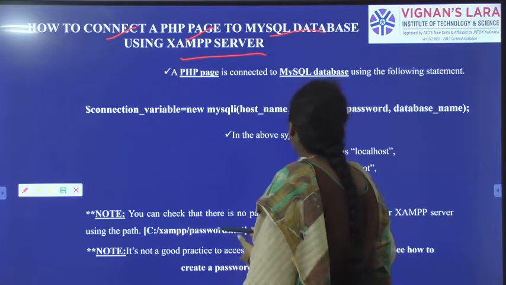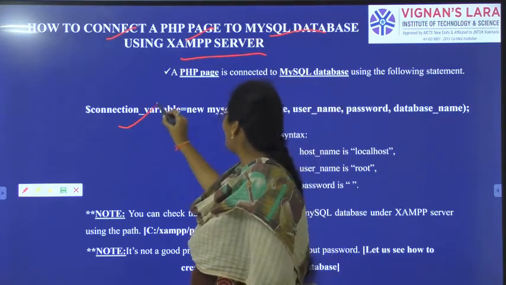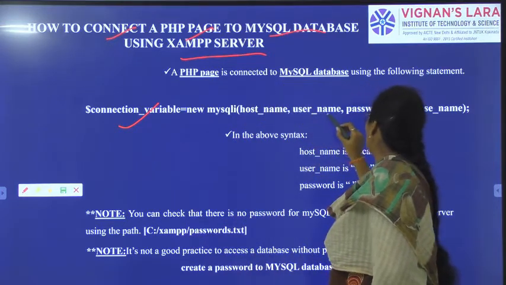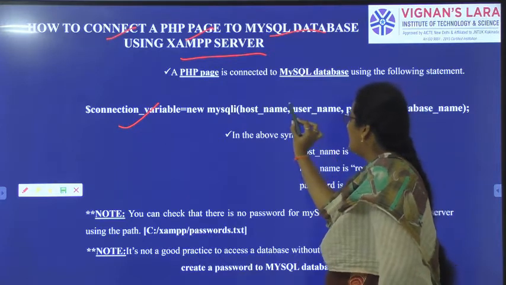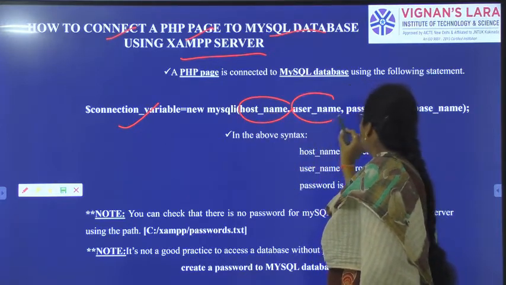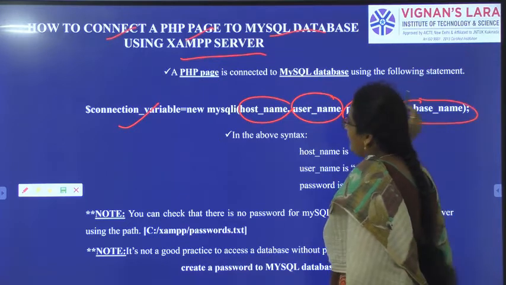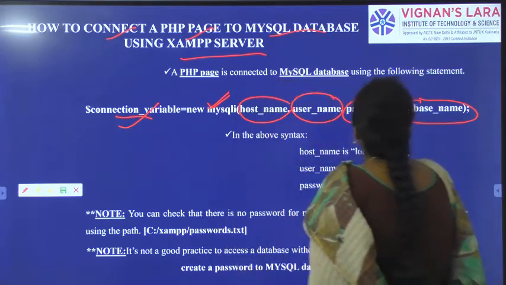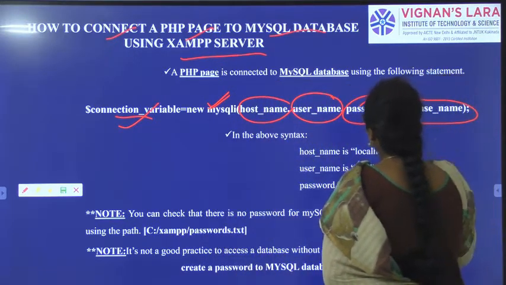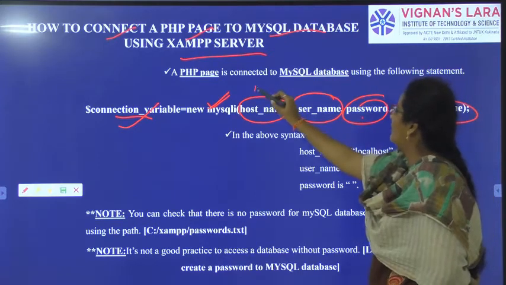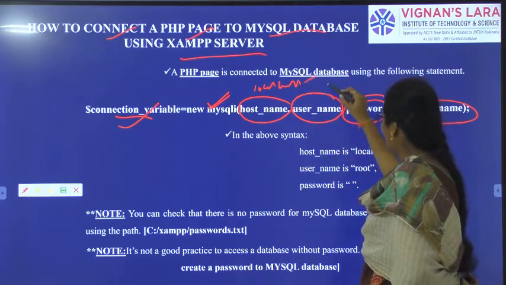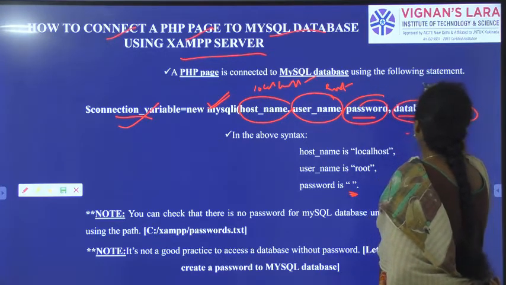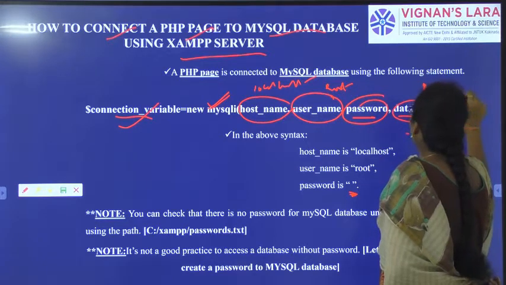For that you have the following statement: connection variable equal to new mysqli, host name, username, password, database name. You have to give host name, username, password and database name to the new mysqli using the connection variable. In this syntax, host name will always be localhost, username will always be root, and password is empty. Database name you should give, whether Vignan can be a database name.